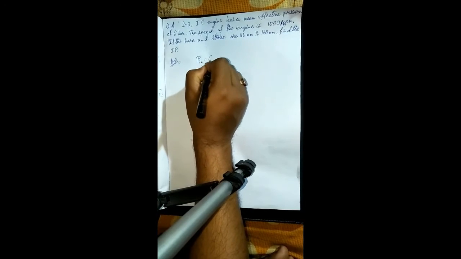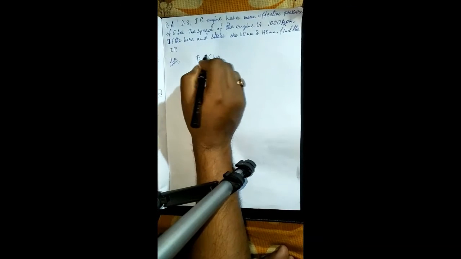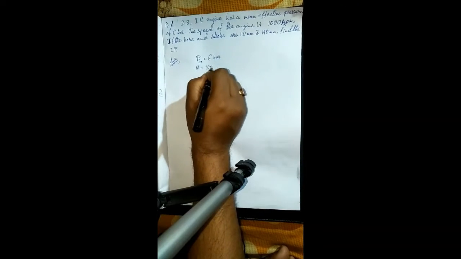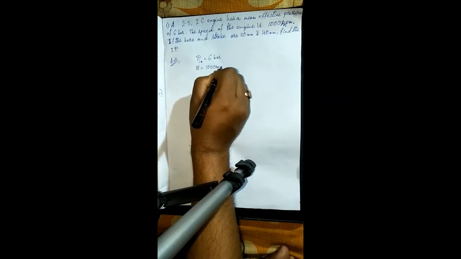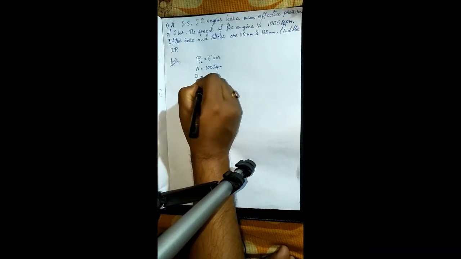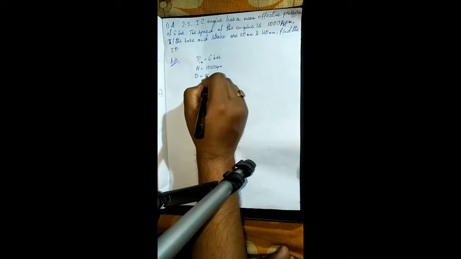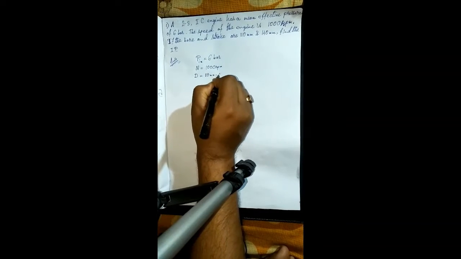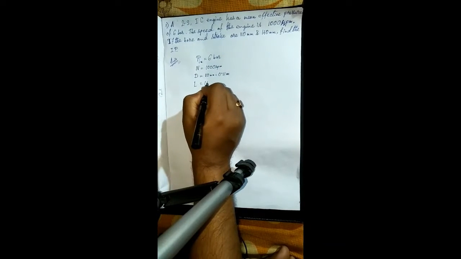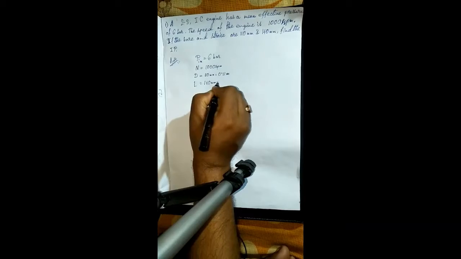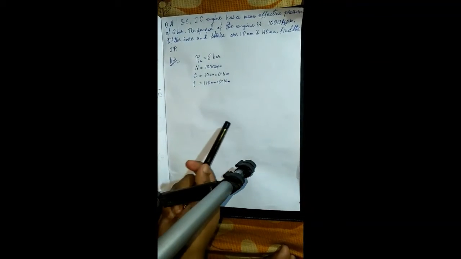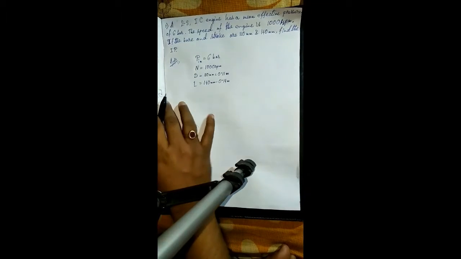So first, the given values are: mean effective pressure is 6 bar, engine speed N equals 1000 rpm, bore means D equals 110 mm, that means 0.11 meter, and stroke length L is 140 mm, that means 0.14 meter.